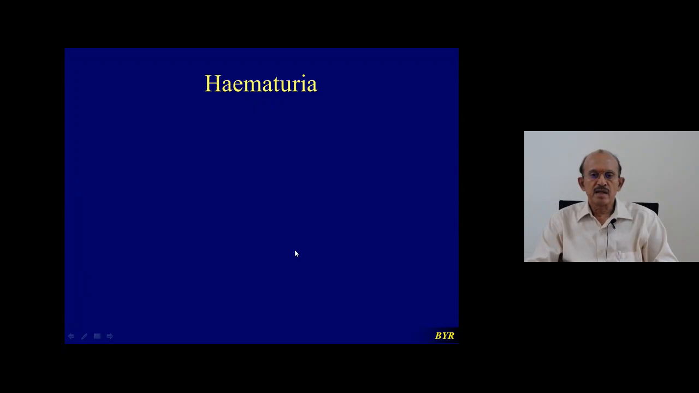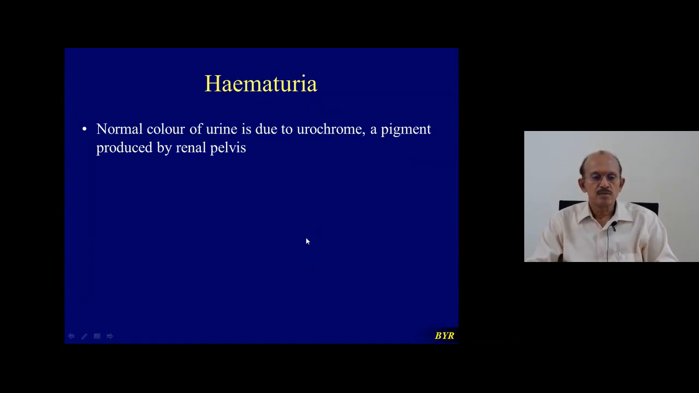Next to frequency, hematuria. Hematuria means heme, blood, and uria, urine. So blood in the urine is called hematuria. The normal color of urine is due to urochrome, a pigment produced by the renal pelvis. That means the urothelium, the transitional epithelium of the urinary tract, produces a pigment. That pigment is responsible for the normal pigmentation.